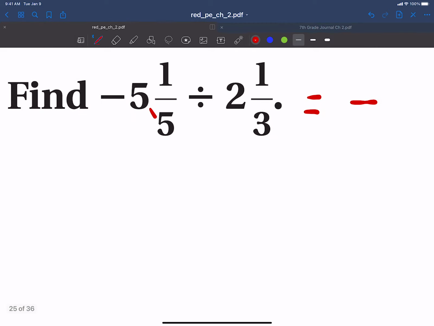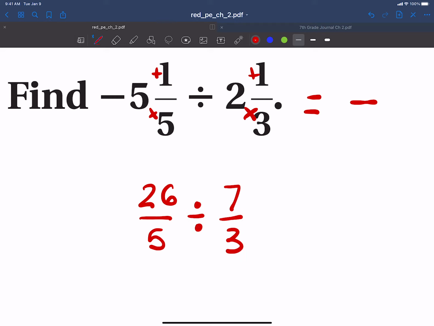What's 5 times 5? 25. Plus 1? Keep your denominator. What's 2 times 3? 6. Plus 1 more. Keep your denominator. And we're dividing, correct? Did you see that I accidentally, not really, but accidentally I didn't bring down my negative sign? The reason why I didn't do that is because you already told me my answer is going to be negative. So now I'm kind of ignoring it just because I already know my answer is going to be negative.